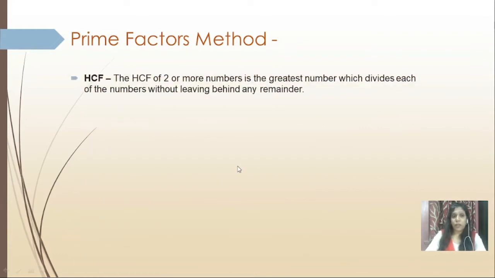Prime factor method. So you have solved this method just now, correct? The HCF of two or more numbers is the greatest number which divides each of the numbers without leaving behind any remainder.